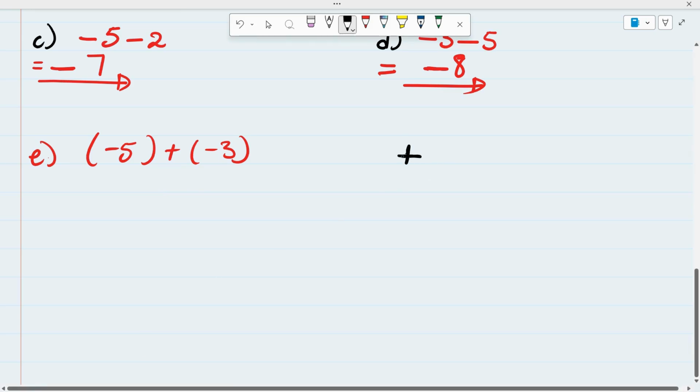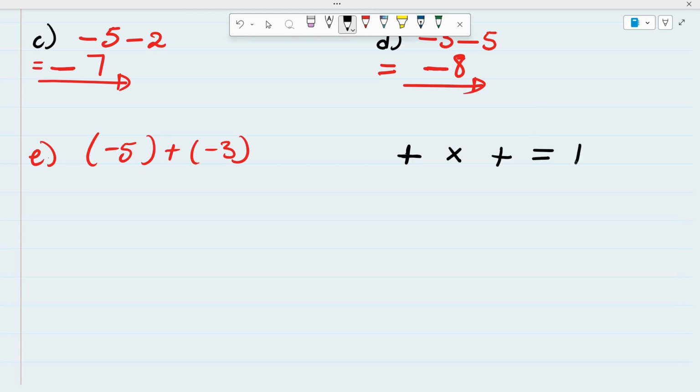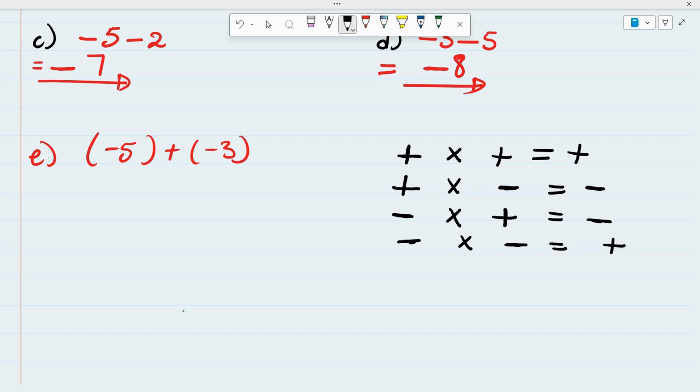A plus multiply a plus is equal to a plus. A plus multiply a minus is equal to a minus. A minus multiply a plus is equal to a minus. And finally, a minus multiply a minus is equal to a plus. In fact, let me change the color in here for the multiplications.